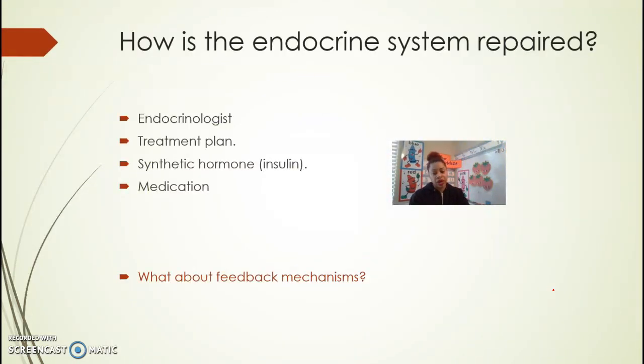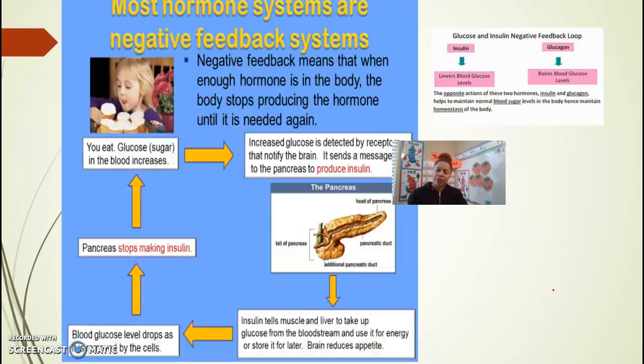So, how do we repair the endocrine system? What do we do? Well, most times you'll go see an endocrinologist, and that's just a specialist who specializes in hormones. They will put you on a treatment plan, give you synthetic hormone for people with diabetes, and that's what they're using, the insulin injections. They give you medication and sometimes even herbal treatments and a diet that helps to produce a more productive endocrine system.